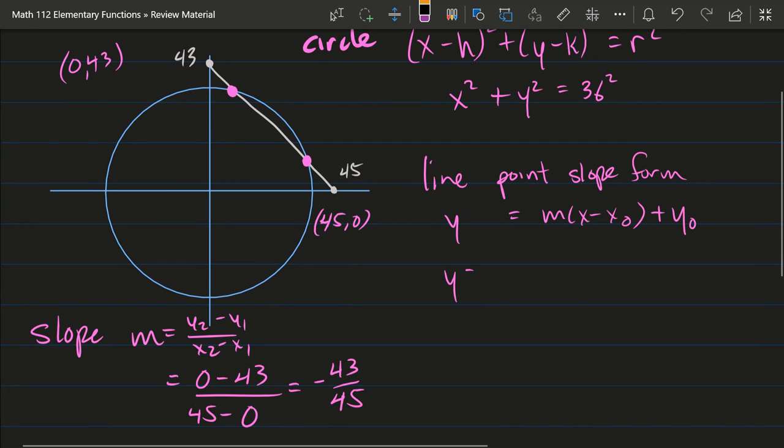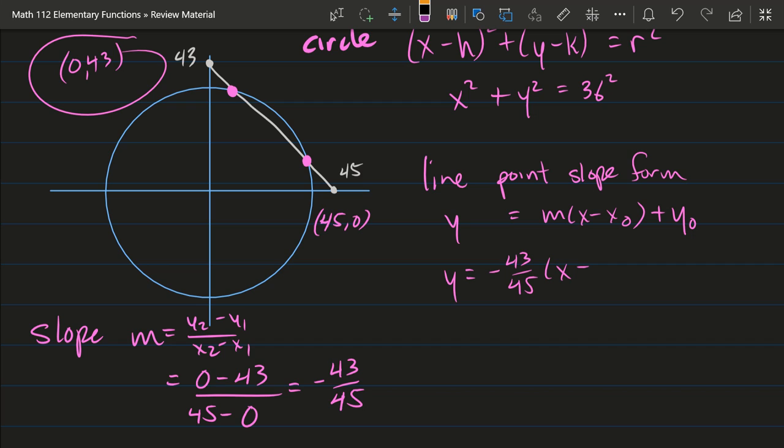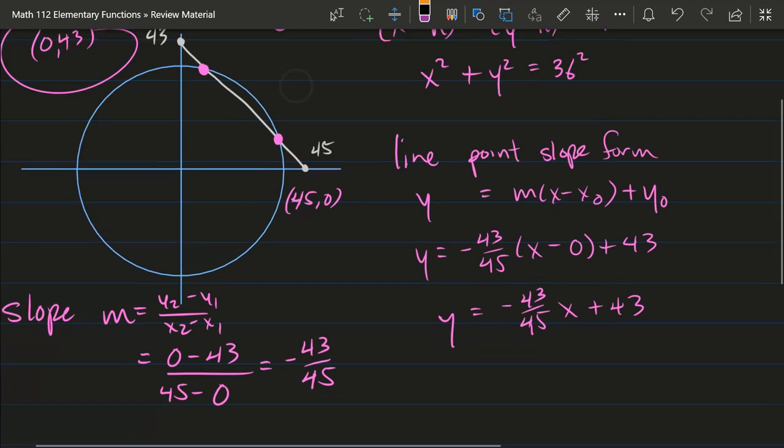So we're ready to line up our point slope equation. y equals negative 43 over 45 times x minus, I am using the 0, 43 point for my x0, y0 values, so my x0 is 0, plus y0 is 43. All right, we'll just clean this up. y equals negative 43 over 45 x plus 43. So that's one equation.